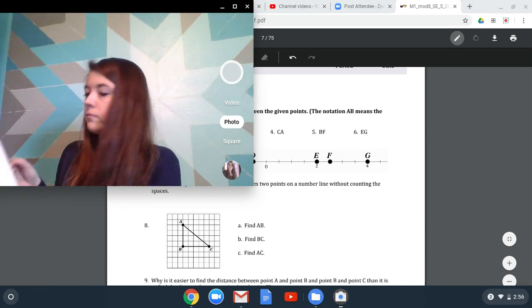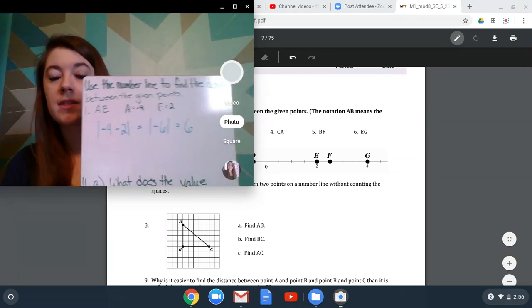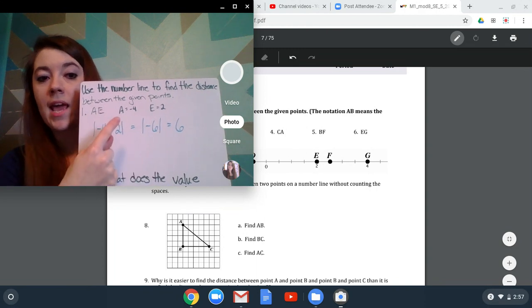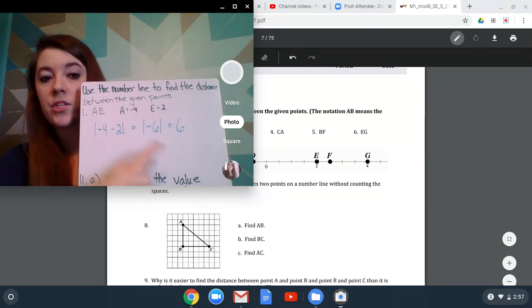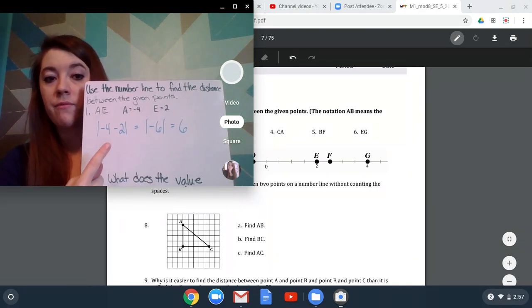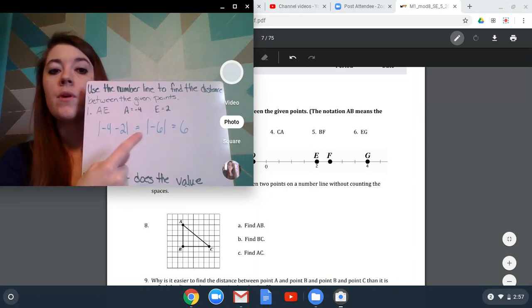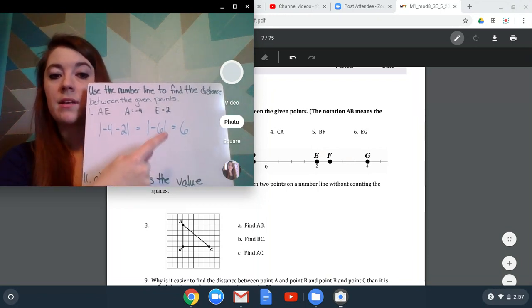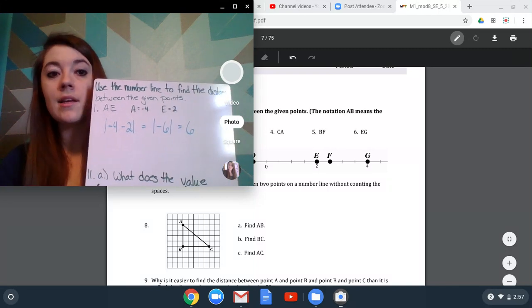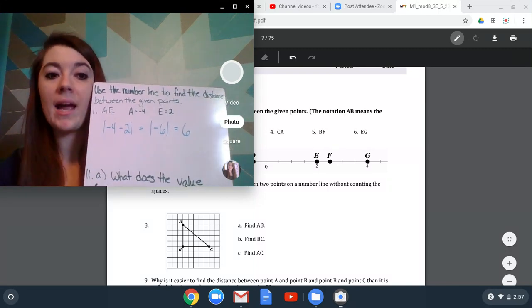So for the same one that we just did, we know that A is -4. We know that E is 2. So I'm going to take the absolute value of -4 minus 2, which gives me the absolute value of -6. And so our answer is 6, which is the exact same thing we just got by counting it.